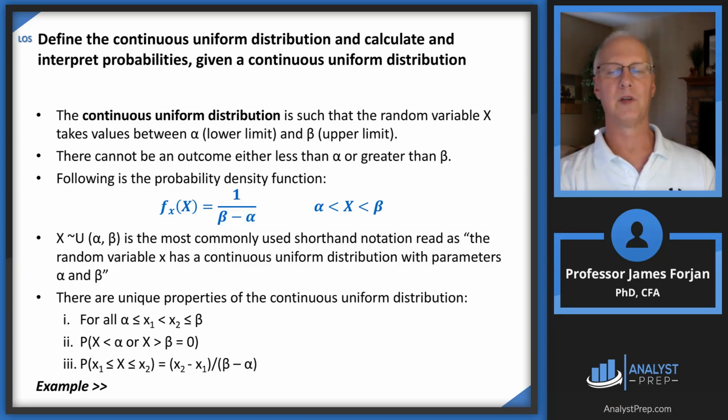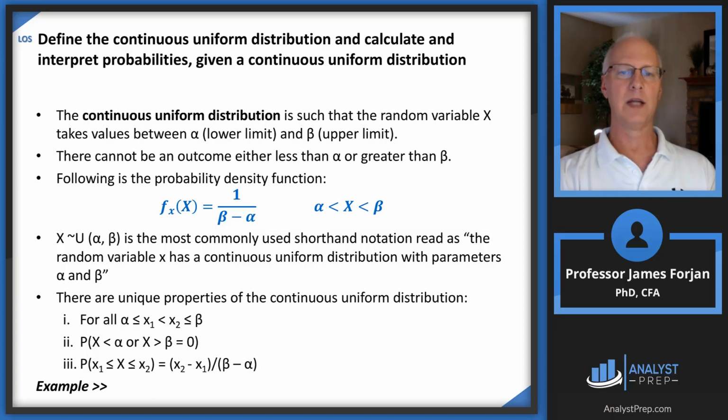And so a couple of things here in the bullet points. Since alpha and beta are the lower and upper limits, there cannot be an outcome less than alpha or greater than beta. And there's the corresponding probability density function. It's going to be 1 over the upper limit minus the lower limit.